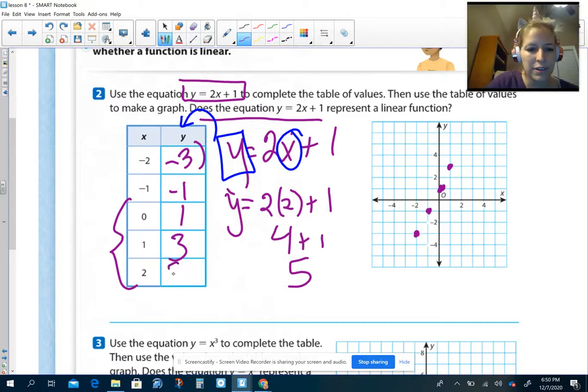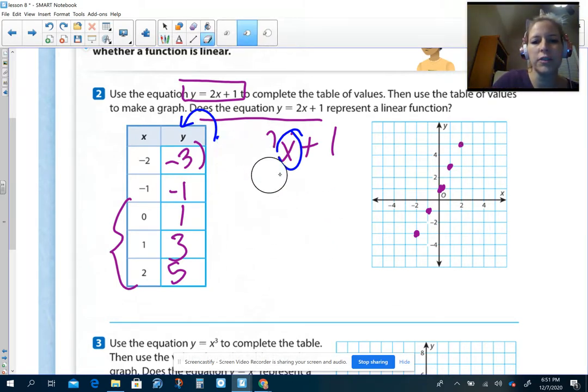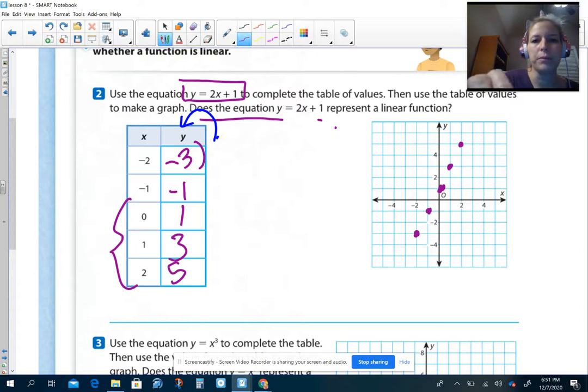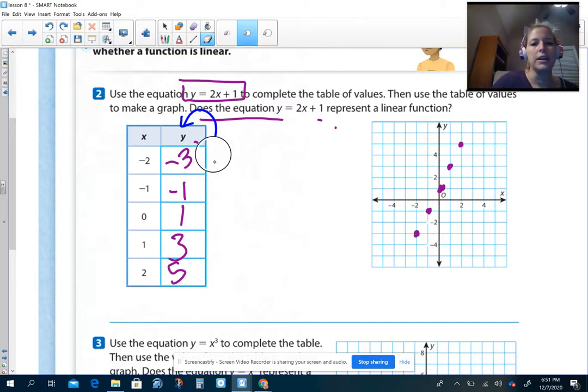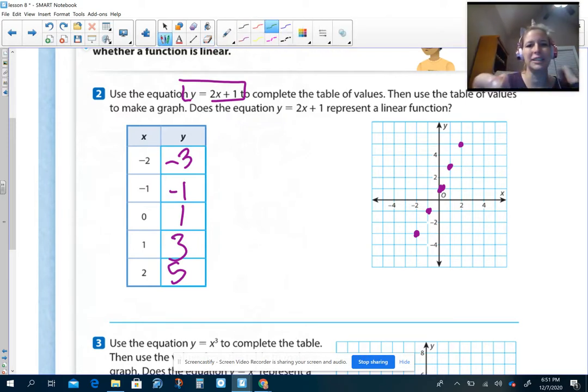2, and then up 5. Okay, so let's go ahead and step back and look at what we've got. Remember, as we were talking yesterday in day 1, it's all about how I move, right? My rate of change has to be constant. So let's check our table first, and then we're going to check our graph.